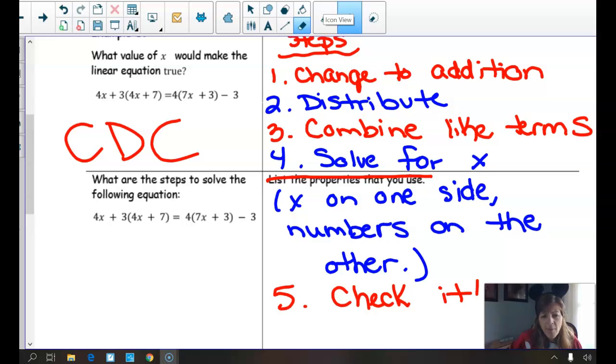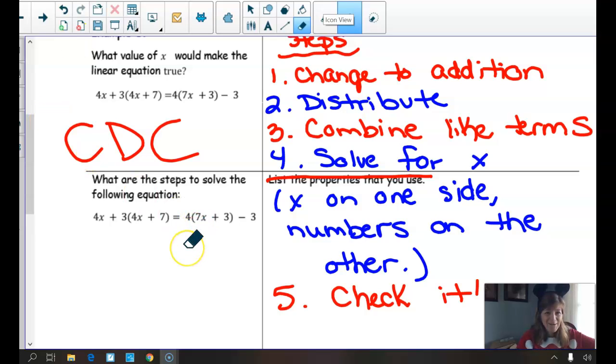We've been hearing a lot about the CDC. CDC stands for the Center for Disease Control. So when we have a virus, we look to the CDC for guidance. So we have an icky problem, but we look to a different CDC for guidance, not the Center for Disease Control. You're going to look to change to addition, C, distribute, D, and combine like terms, C. Change to addition, distribute, combine like terms. All in the CDC.